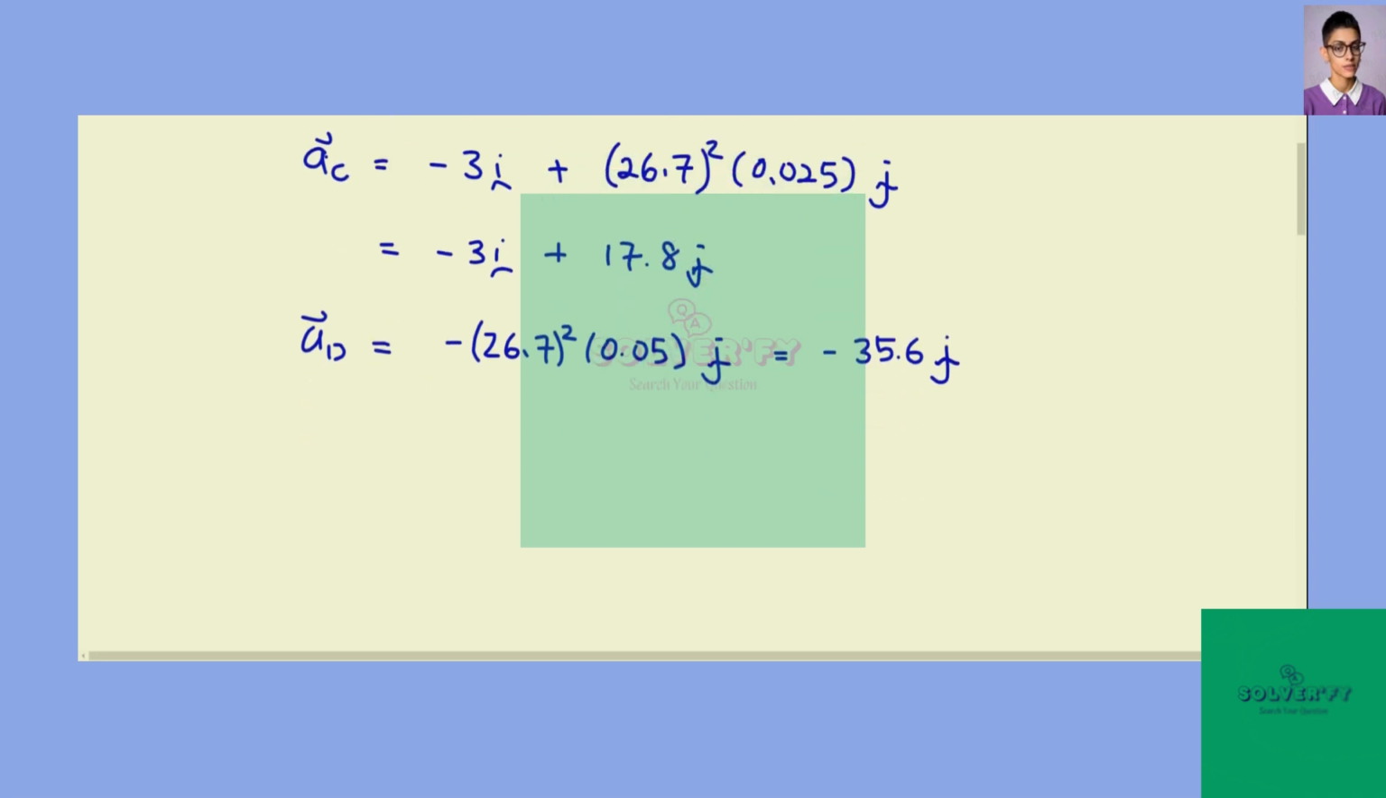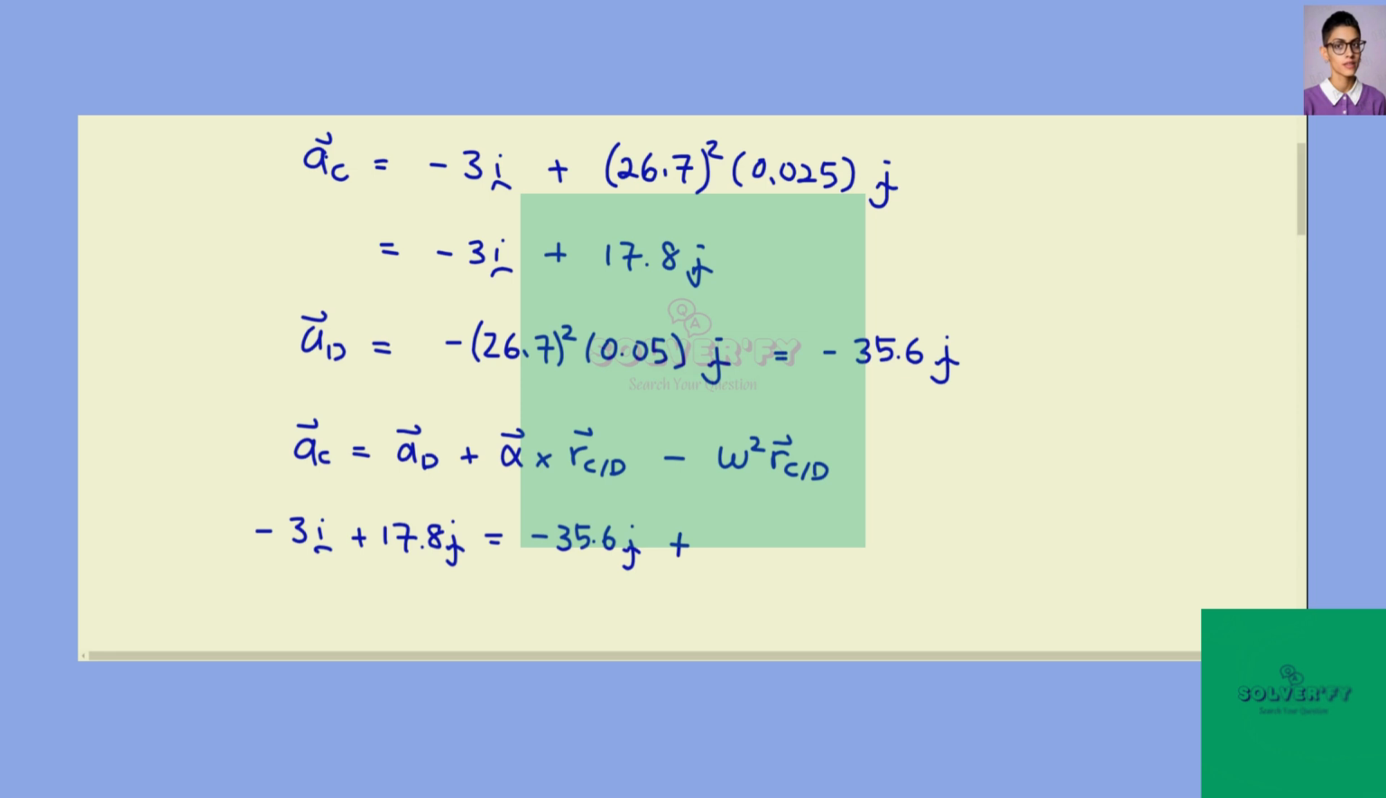So we can use the relative acceleration equation. AC is equal to AD plus alpha cross R of C relative to D minus omega squared R of C relative to D. So we have minus 3i plus 17.8j is equal to minus 35.6j plus alpha, which is going to be counterclockwise, cross the position of C relative to D, which is minus 0.075j, and then the last term will be 26.7 squared times minus 0.075j.